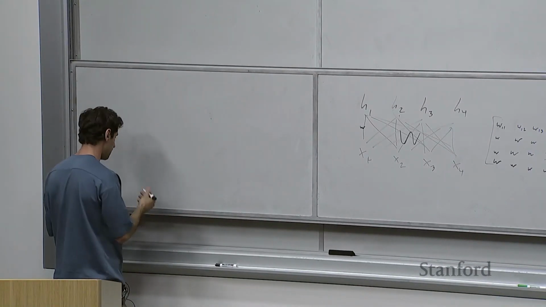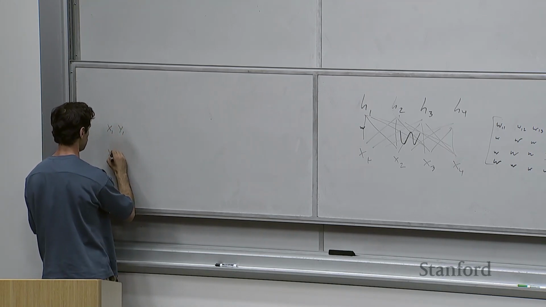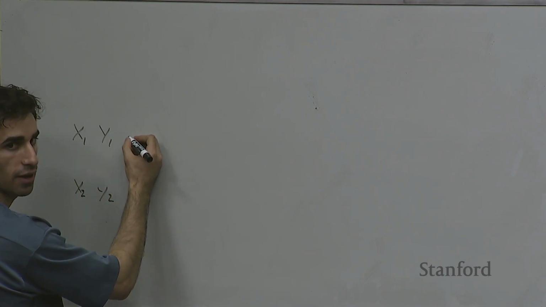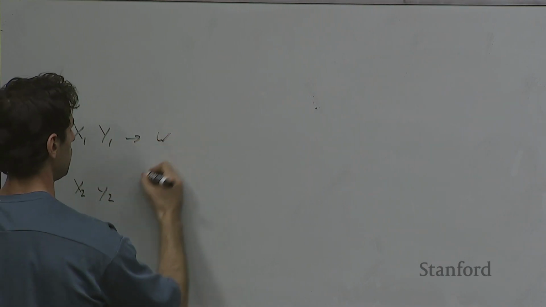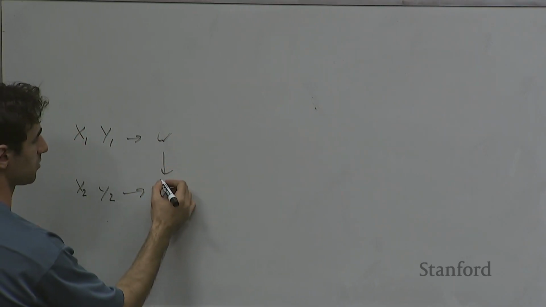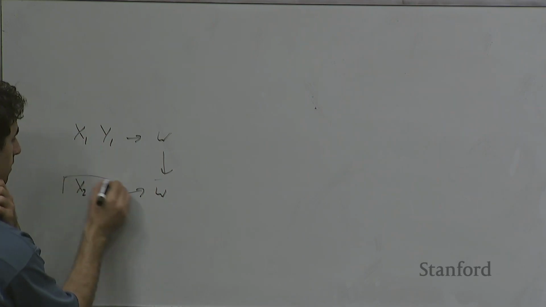for SGD, you have x1, y1, x2, y2, and you use this to update w, right? So you update w, and then you update w. And yeah, that's an interesting observation that there's this kind of time dependency, but there's no time within the data itself.